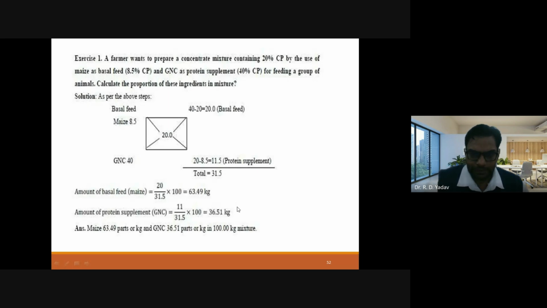So this is the basic information. If you are using a number of ingredients, we take the average of the energy-rich ingredients and the average of the protein-rich ingredients, and likewise we can formulate a ration in the same way.